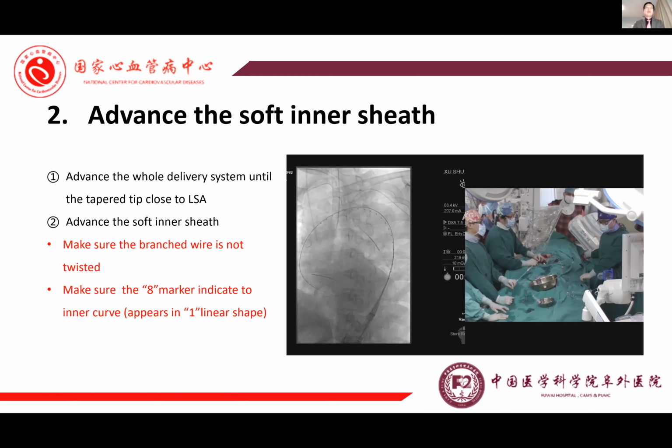It's very important for you to take a look at the mark. The mark means the mark on the inner curve. So in such a situation, you have to confirm the mark is on the inner side. Otherwise, you have to rotate it.